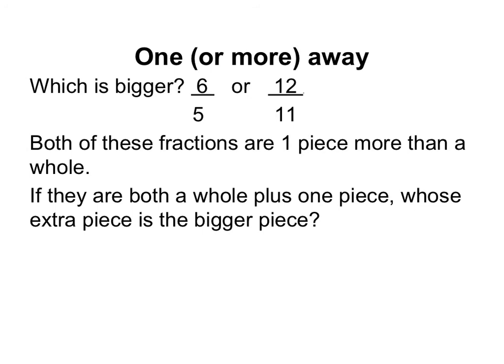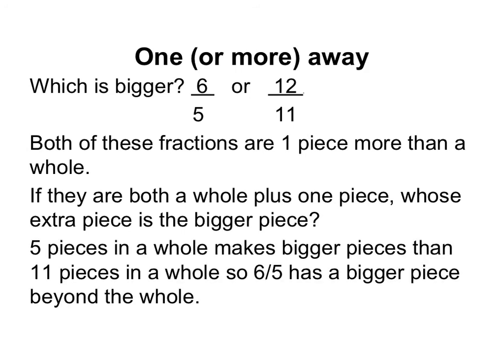So then the question becomes, which of those extra pieces is a bigger piece? Because the wholes are going to be the same size. So really what we're doing is we're comparing those little leftover pieces. So what has a bigger piece? 5ths or 11ths?